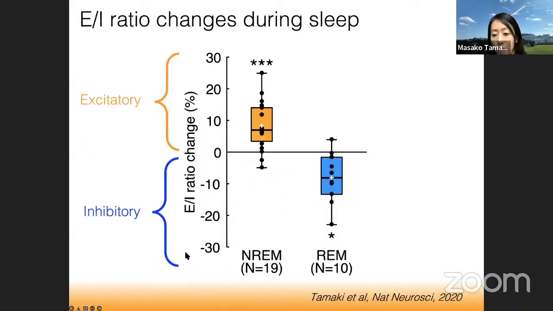Okay, so this shows the result of the EI ratio, and the y-axis shows the EI ratio change from wakefulness. Larger values indicate more excitatory, and smaller negative values indicate more inhibitory during sleep. The EI ratio was significantly larger than wakefulness during non-REM sleep, and we found that the EI ratio during REM sleep was significantly more inhibitory compared to wakefulness.